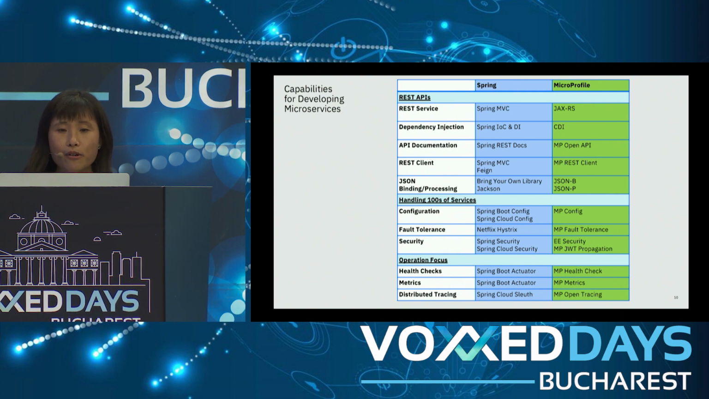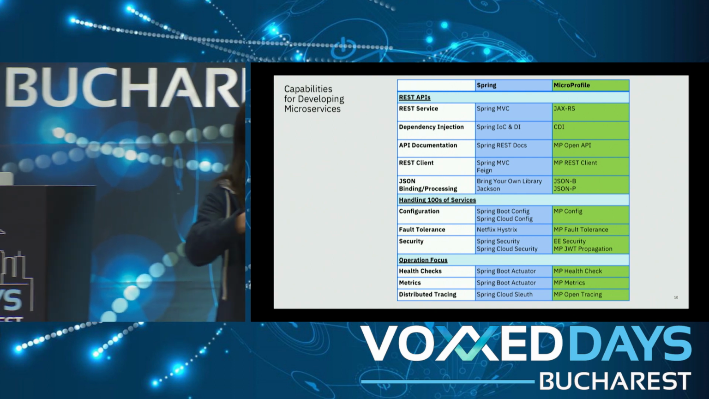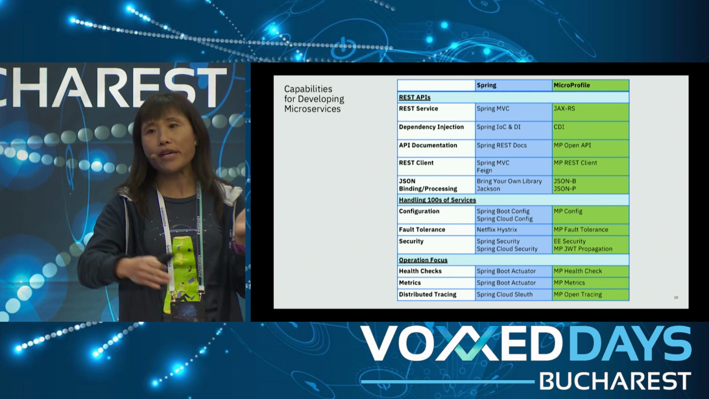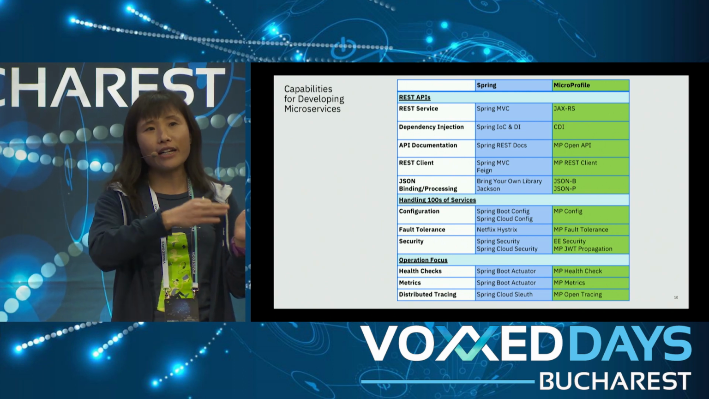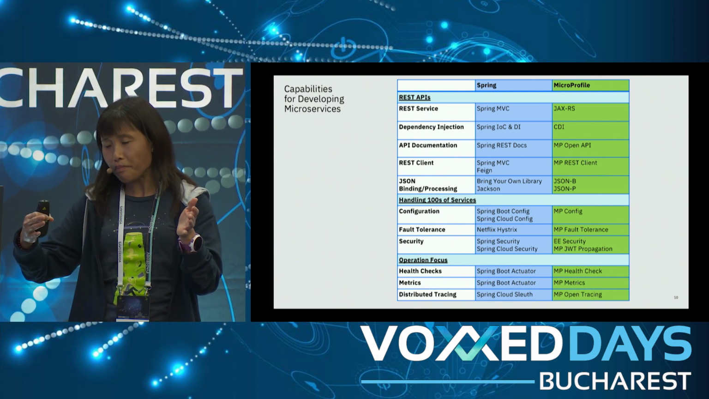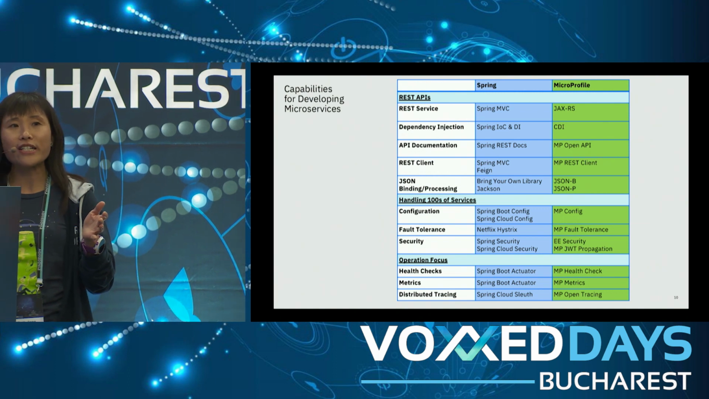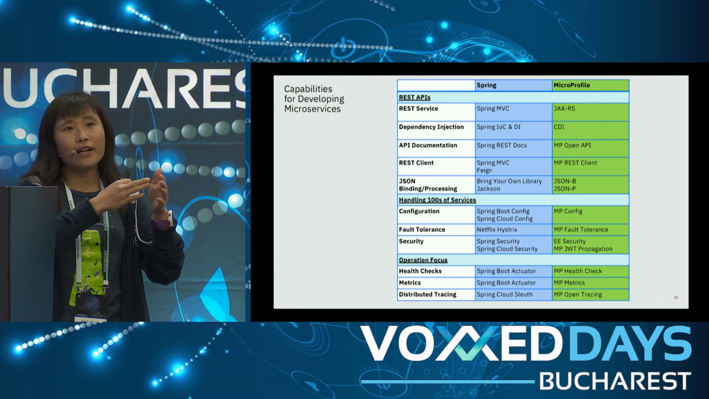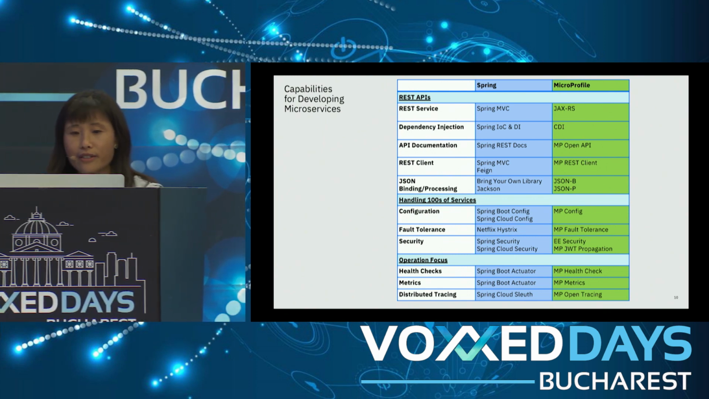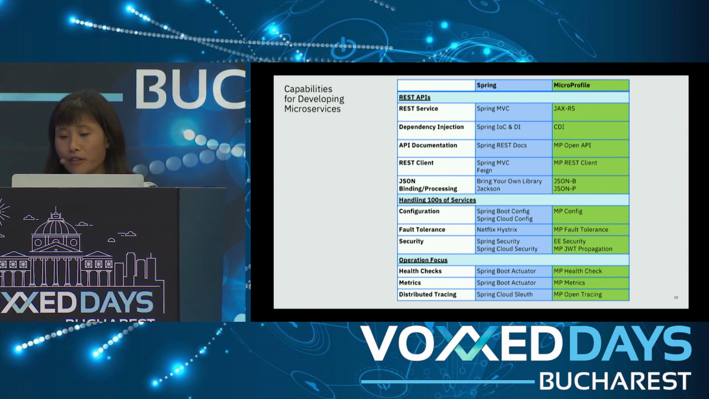MicroProfile has MicroProfile Metrics. For distributed tracing, which is used to trace back the invocations, like service A calls B, B then calls C, you use this distributed tracing functionality so you can trace from beginning to end. Spring uses Spring Cloud Sleuth, and MicroProfile has OpenTracing.